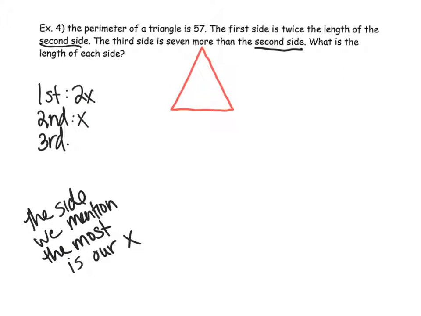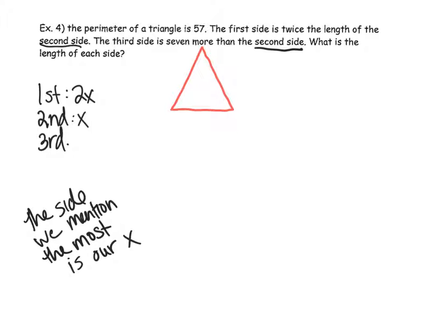Haven't even started recording this slide. Whoops, a little bit behind. Okay, so catch up on my writing. Draw the triangle. Write down first, second, and third. The side that we mentioned most is the X. And then I just said the first side is twice the length of the second side. So since the second side is X, twice the length means 2X.